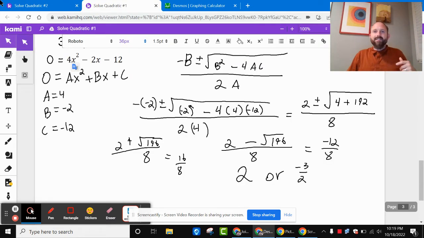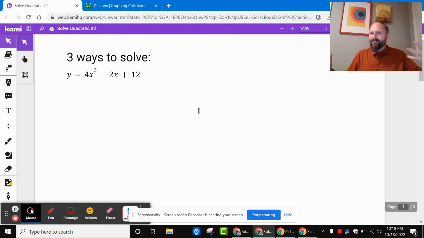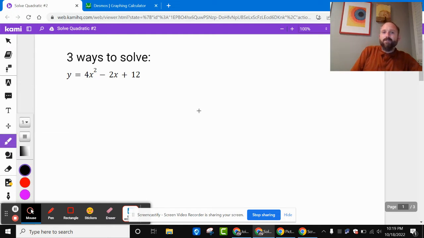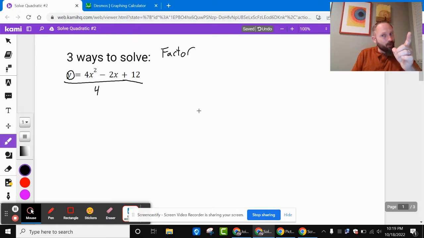So we're going to see that we have this right here. First thing I'd want to do, if I'm going to factor it, so the first one is factor or area model, I'm going to divide by 4. So this is equal to 0, because y is 0 when it hits the ground. I divide by 4 and I get x squared minus 1 half x plus 3 is equal to 0, because y is when it hits the ground, which is at 0.